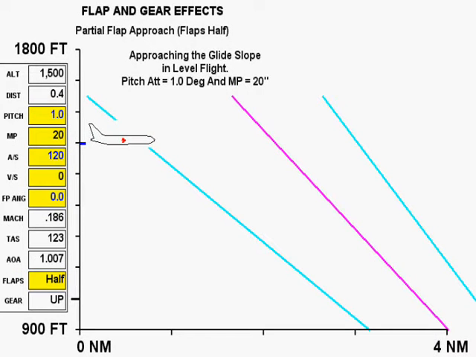This simulation shows a similar airplane approaching the glide slope. Notice that intercepting the glide slope by extending the gear and making a precise pitch attitude and power change captures the glide slope immediately and allows the approach to continue at the same airspeed.